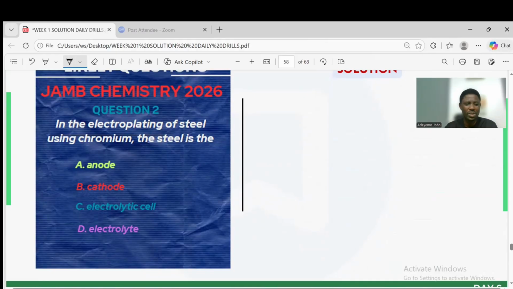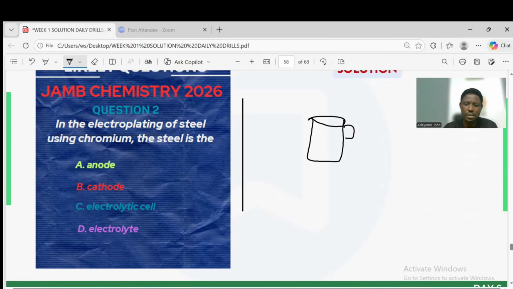All right, so question two. In electroplating of steel using chromium, steel is the... So what we're saying is this. Let's say this is your cup. You can see some nice cup that you want to electroplate. You want to plate gold on it or plate silver on it.